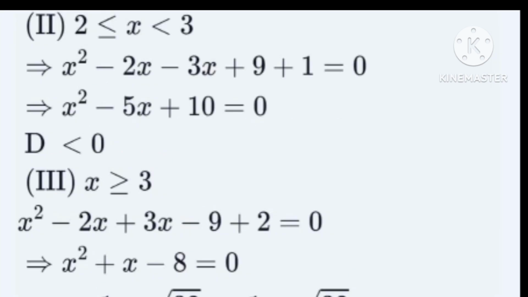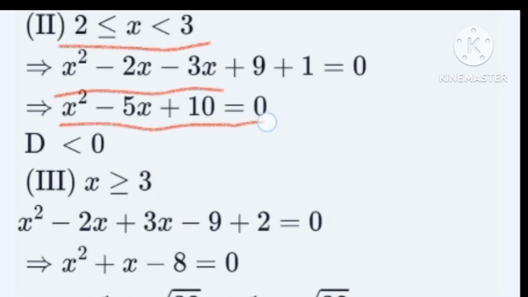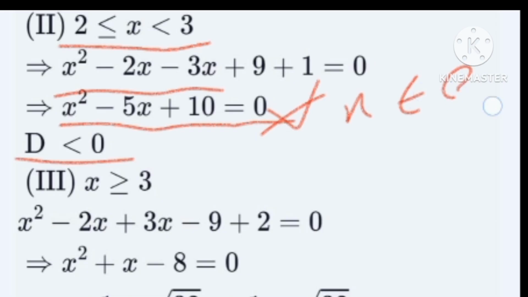Now second case, 2 less than or equal to x less than 3. Now x square minus 2x minus 3x plus 9 plus 1 is equal to 0. Now x square minus 5x plus 10 equal to 0. So delta less than 0 for all x belonging to R. So third case, x greater than or equal to 3.